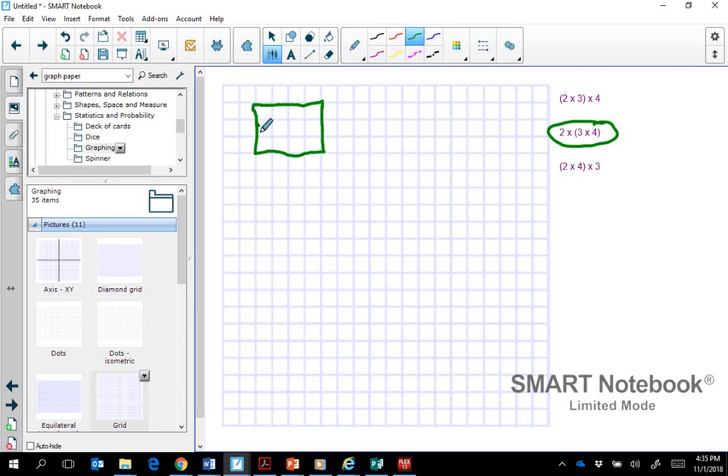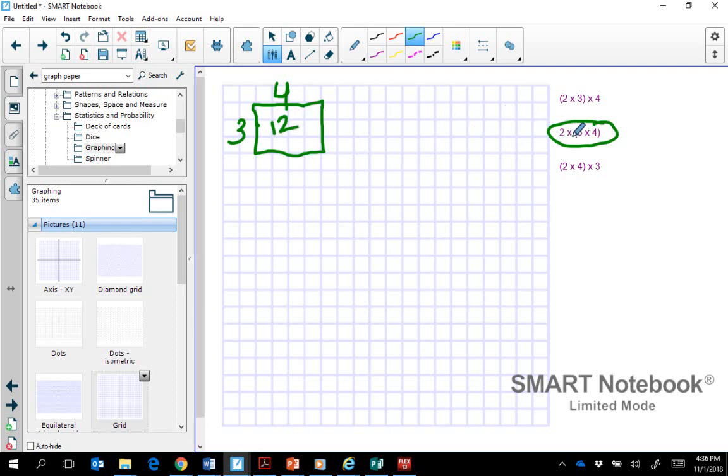Okay, so this is my 3 groups of 4. So 1, 2, 3, 4, 5, 6, 7, 8, 9, 10, 11, 12. So my 3 groups, 4 in each group. And boys and girls, we should know that 4 times 3 or 3 times 4 is 12.